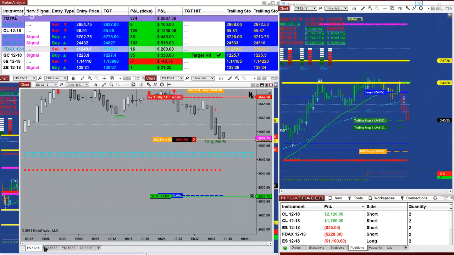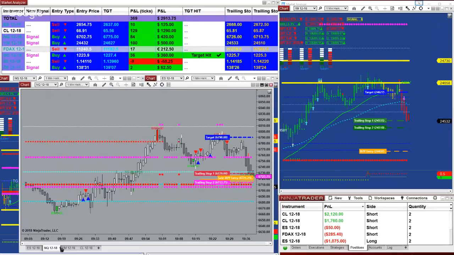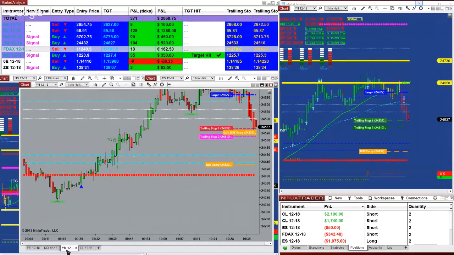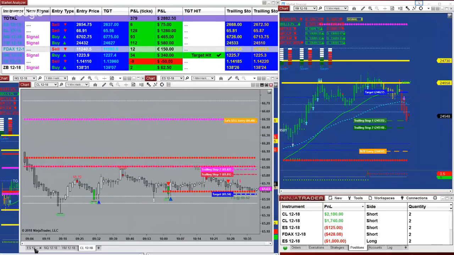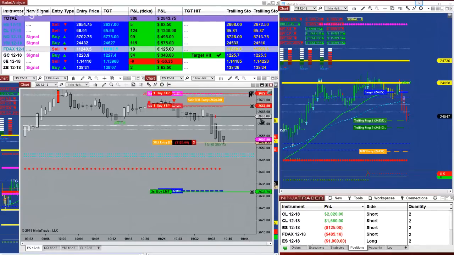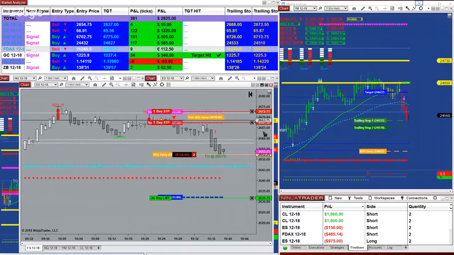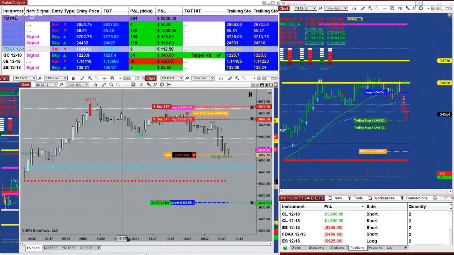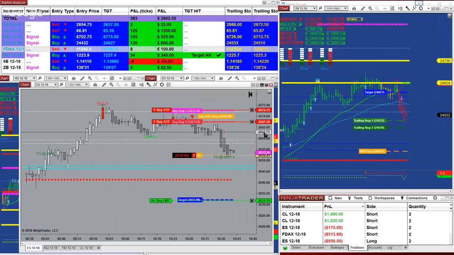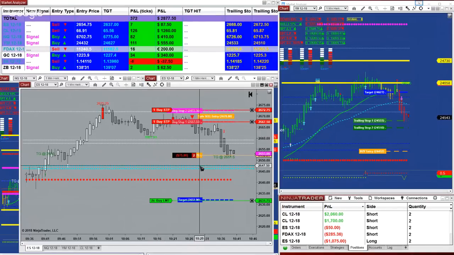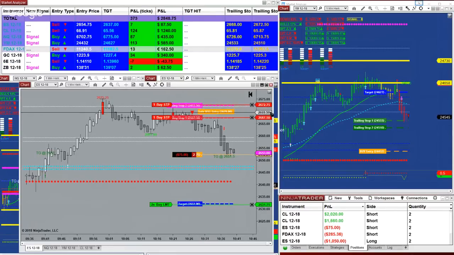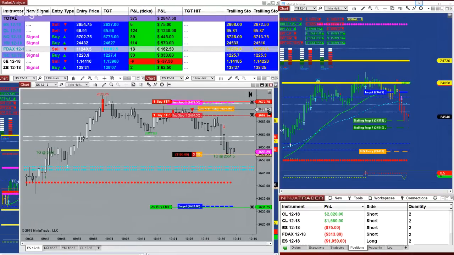Let's see if there's any other trades. Nope, not yet. Not yet. Not yet. I doubt it very seriously this ES is going to go through it. We'll see. We have a double support line at 47.50 and 46.25. Let's see if this ES is going to go through on that trade.